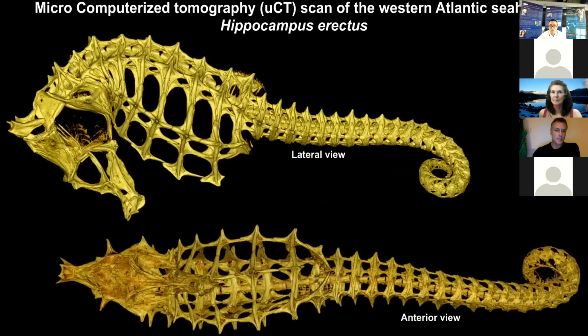Likewise, this is a CT scan showing multiple views of the Western Atlantic seahorse Hippocampus erectus. These views reveal the well-defined and well-ossified trunk area, trunk rings, and the bones that form the skull or neurocranium. Next slide.